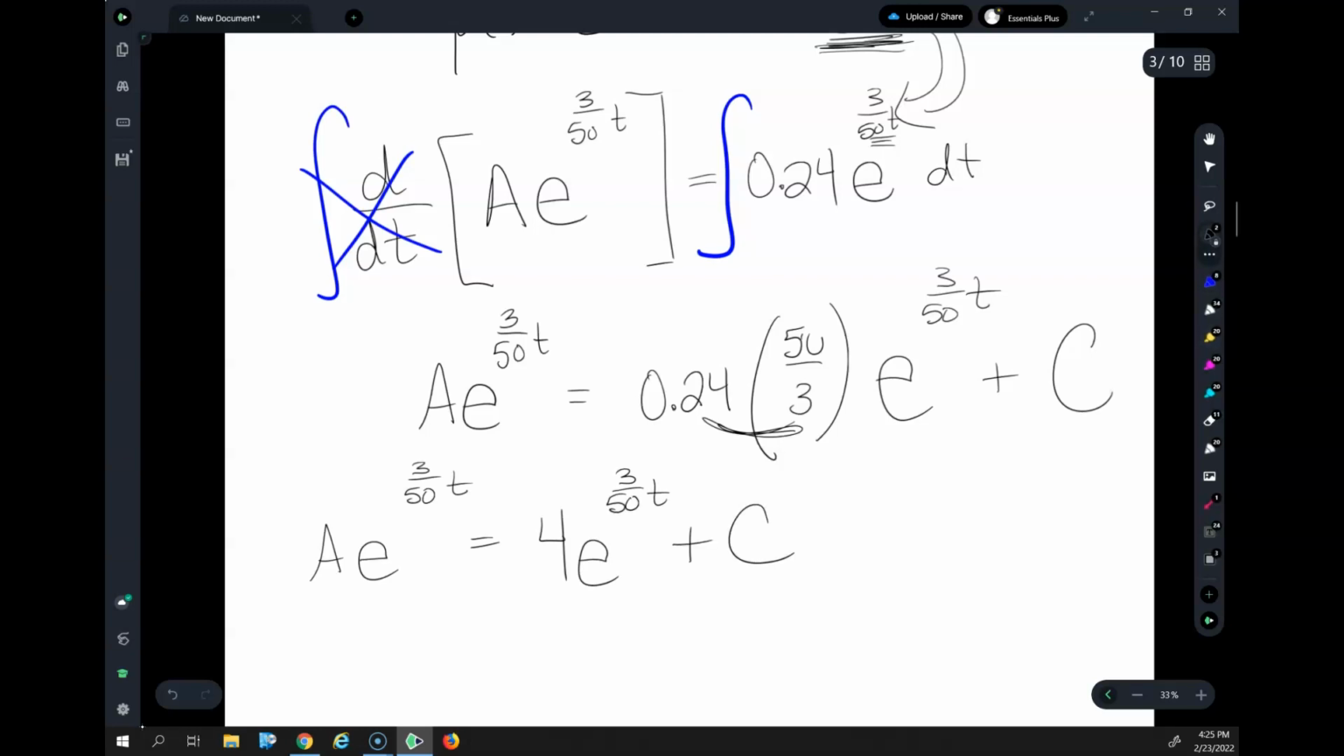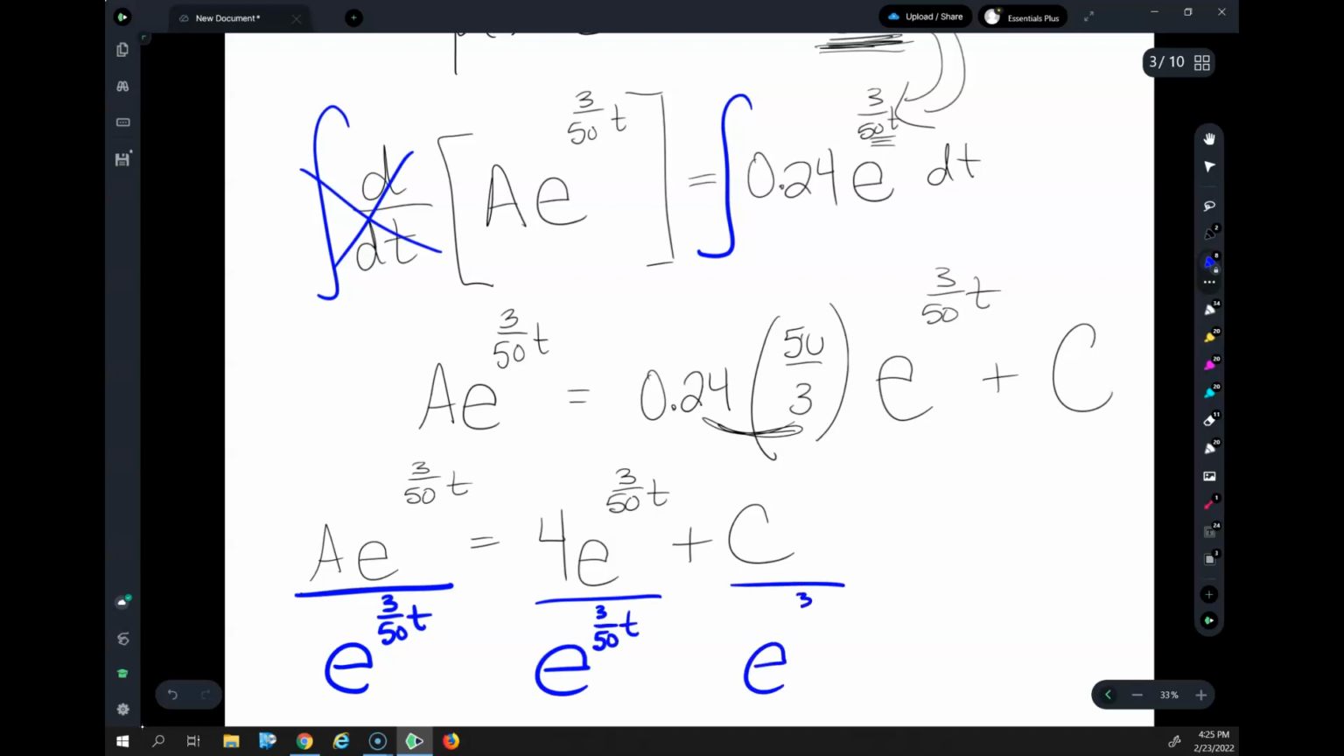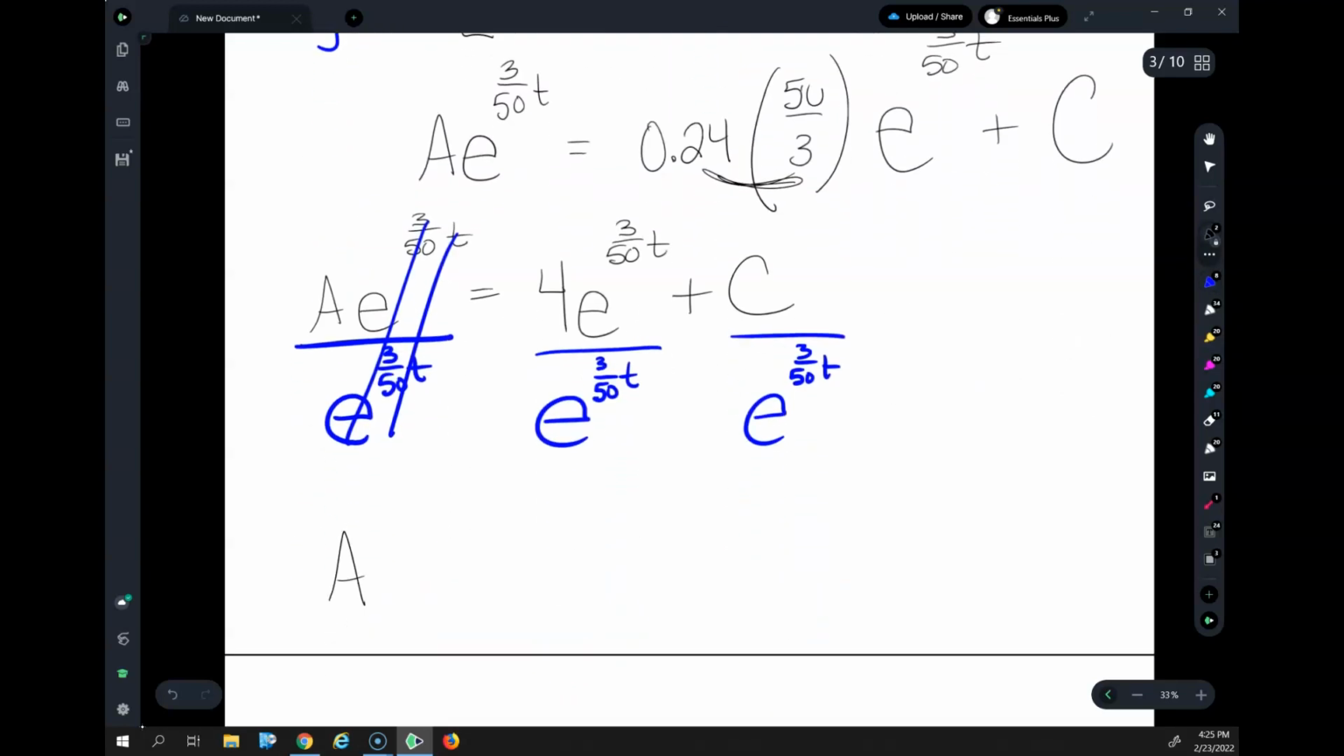And then the last step to solve for A is to divide over the e to the 3/50ths t that we have here on the left. We want to divide each of the terms on the right. That'll make it cancel here, and it will make our general solution for the differential equation look like this. A of t is equal to 4 plus C e to the negative 3/50ths t.